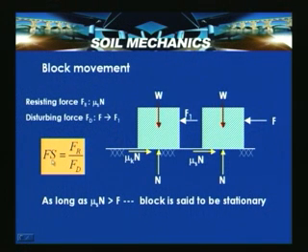So, as long as the resisting force is greater than the driving force, the block is said to be stationary. As long as mu Sn is greater than F, the block is said to be stationary and there will not be movement. The moment this is crossed, the block will be subjected to a movement. Similarly, the same analogy happens in the field for slopes, but only the orientations are different and the types of failure surfaces are different.